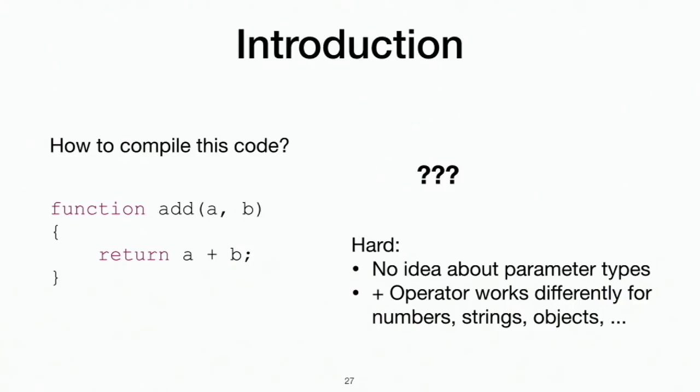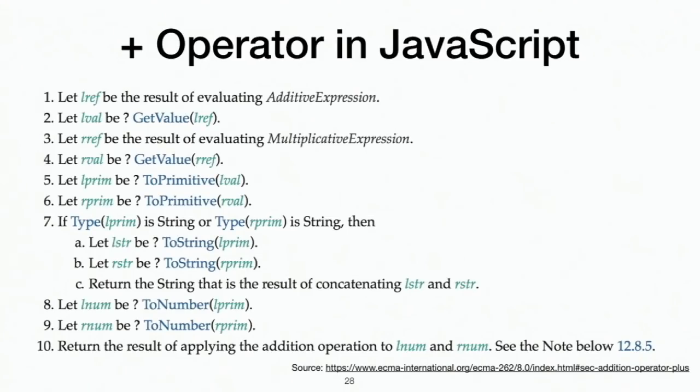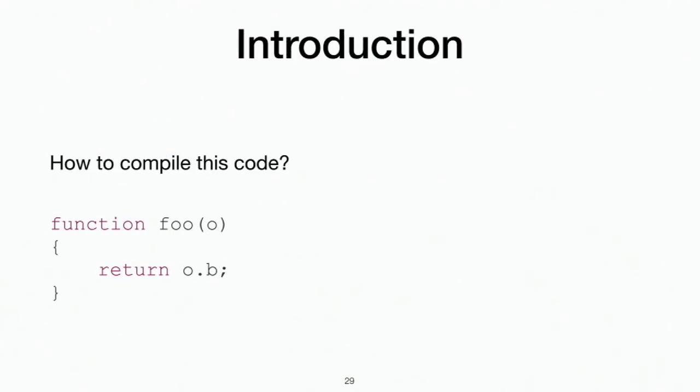So the plus operator in JavaScript is quite complex. If you look at the specification, this is the pseudocode for adding something in JavaScript, right? And all these blue functions are essentially subroutines, so it's really complicated. And you wouldn't want to emit this as machine code all the time. So let's look at another example.